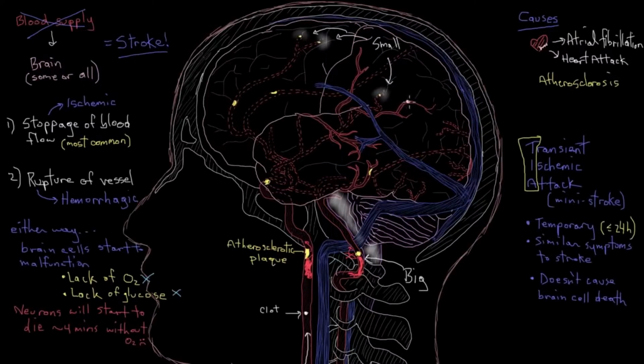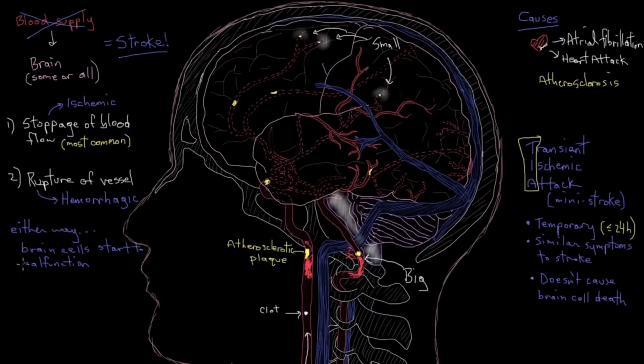So let me quickly show you what this would look like. In a proper stroke, let's say this vessel gets blocked. Without treatment, this tissue will die off. But in TIA, you get a little clot. This area will start to become injured, and then the clot would spontaneously break up or go away, and then all of a sudden this brain tissue will start to go back to normal again. And so in the vast majority of situations, you won't be left with any permanent brain cell death.